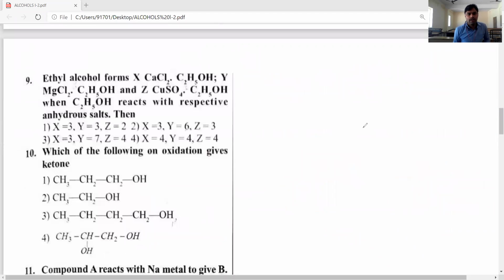Okay, ethyl alcohol undergoes additions with some salts. This is important, we have to remember these numericals. Addition reactions of ethyl alcohol: when it reacts with anhydrous salts, how many moles of salt will be added? Ethyl alcohol C2H5OH adds 3 moles of calcium chloride, CaCl2. So X is equal to 3, the first one.